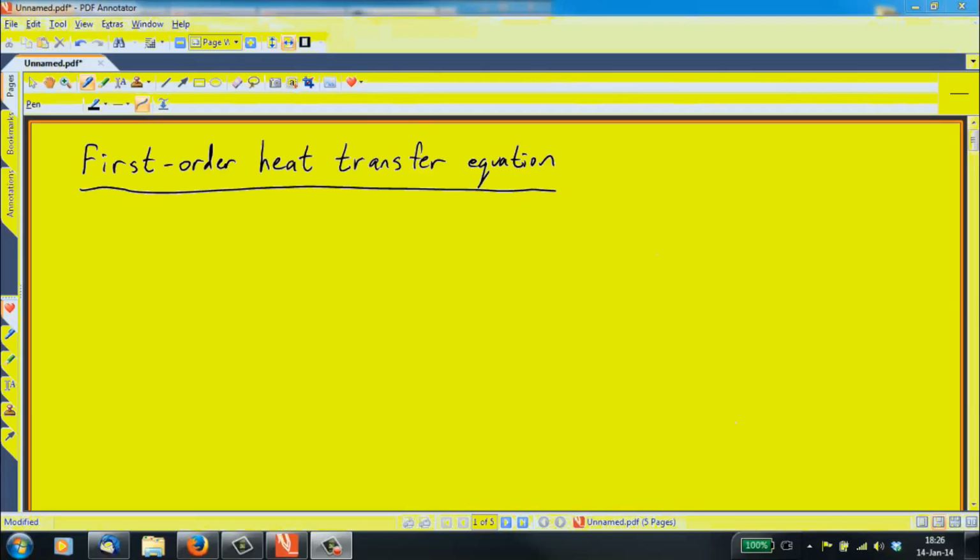In this video, we're going to develop a first-order heat transfer equation for an enclosed space. An enclosed space might be, for example, your house, or a greenhouse, or a small enclosure that you're using to test an experiment in lab.